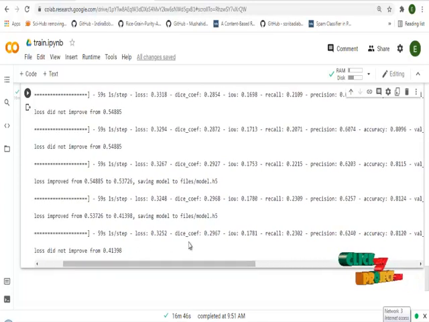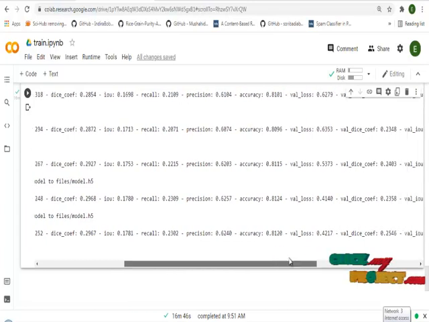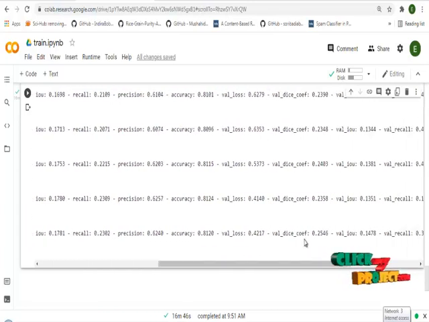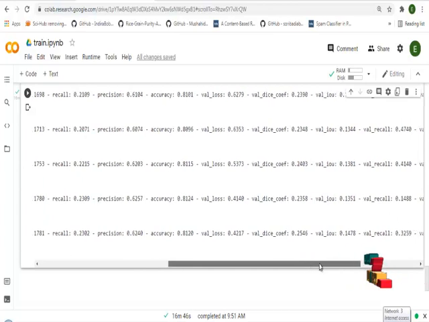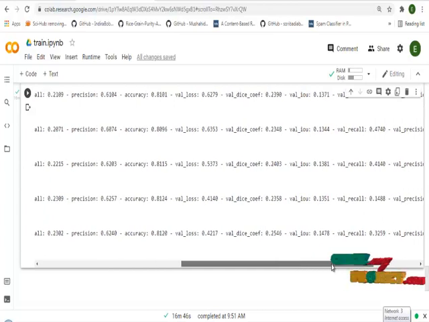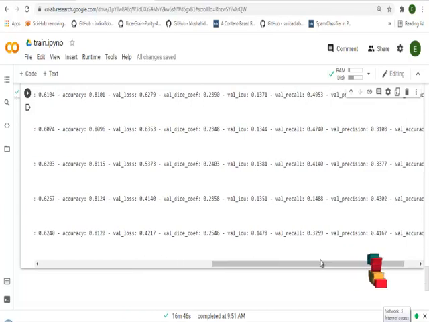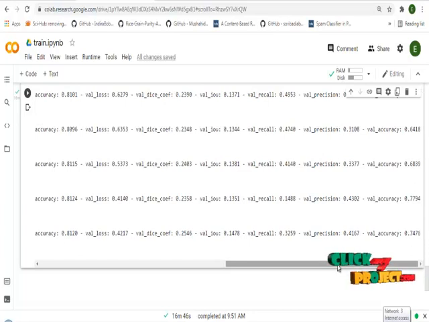And the Dice coefficient score is 29% and IOU score is 17, and recall is 0.2302 and precision is 0.6240, and the validation Dice coefficient score is 0.2546 and validation IOU is 0.1478 and validation recall is 0.3259 and validation precision is 0.4167.